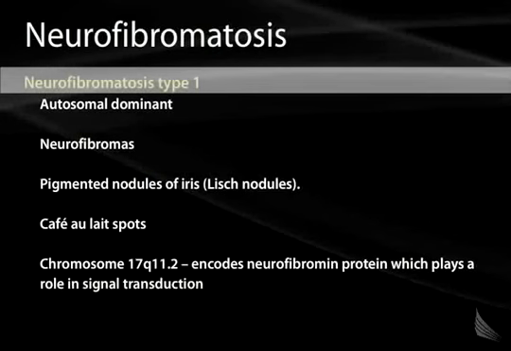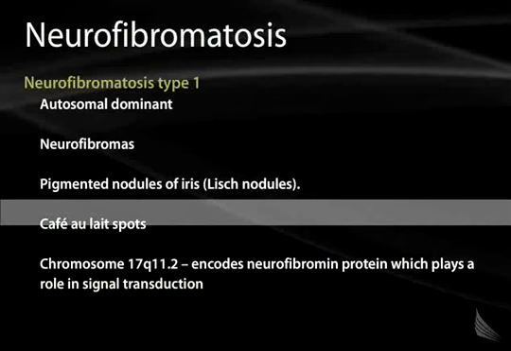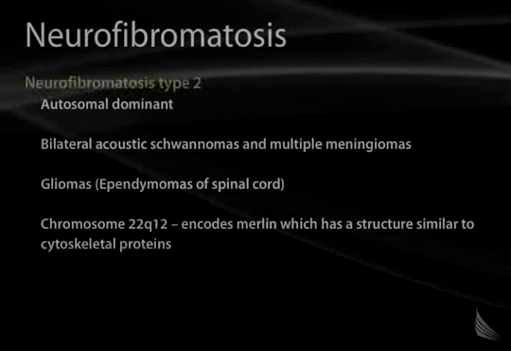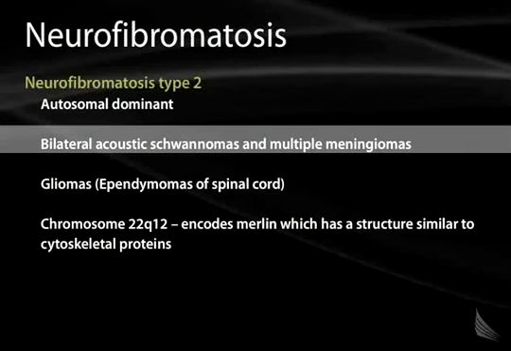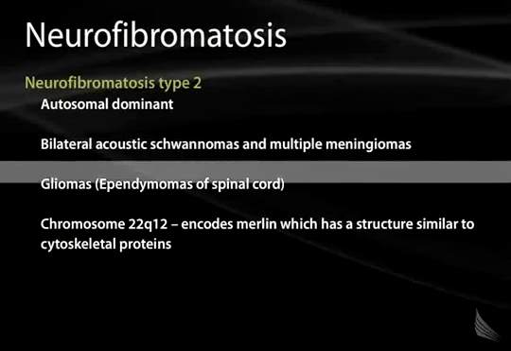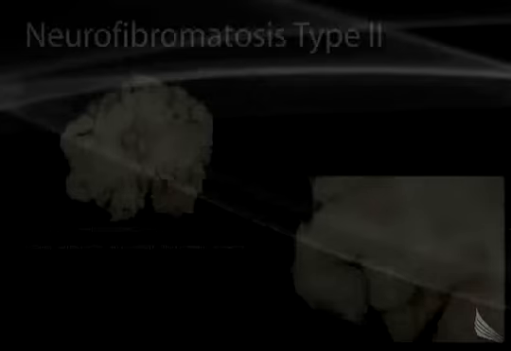Just a comparison here of neurofibromatosis type 1 and type 2. Neurofibromatosis type 1, the key things are the pigmented nodules, cafe au lait spots, and the neurofibromin protein. Whereas neurofibromatosis type 2 will give you bilateral acoustic schwannomas or acoustic neuromas with multiple meningiomas, as well as gliomas, and it encodes the protein myelin. Remember, neurofibromatosis type 1 is a peripheral problem. Neurofibromatosis type 2 is a central nervous system problem.